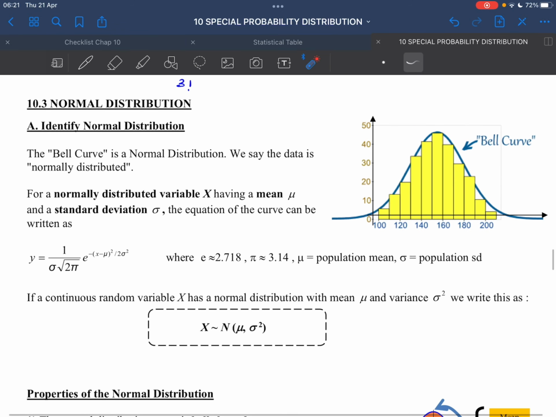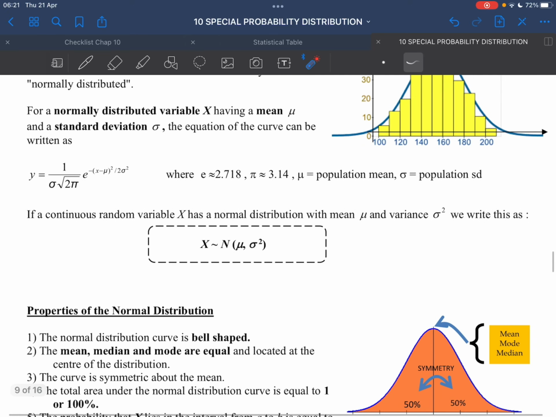Okay, how to identify normal distribution? The bell curve is a normal distribution. We say that the data is normally distributed. Okay, as you can see from here, this can represent height, mark, size, continuous data. Okay, so if a continuous random variable has a normal distribution with mean mu and variance sigma square, this is how we write our normal distribution. Okay, X is normally distributed with mean mu and variance sigma square here.